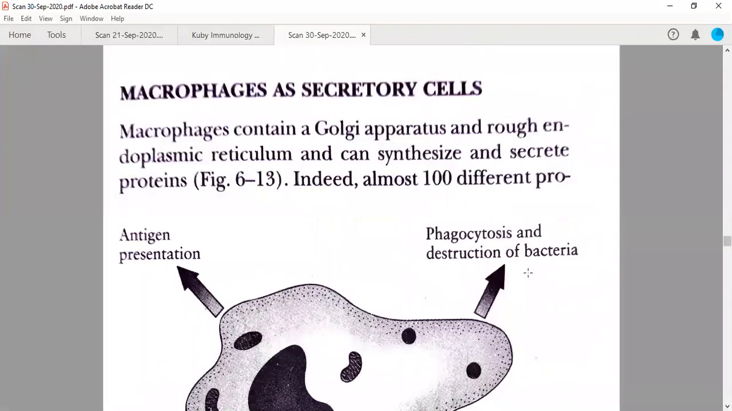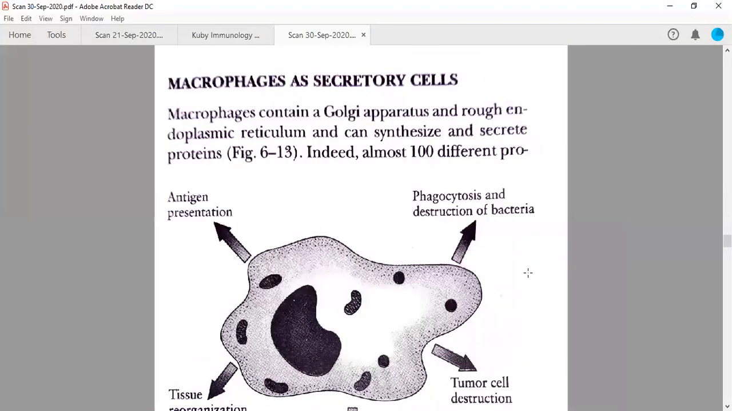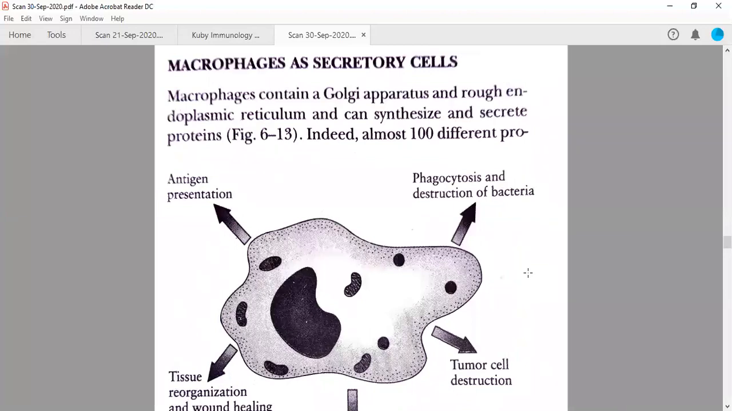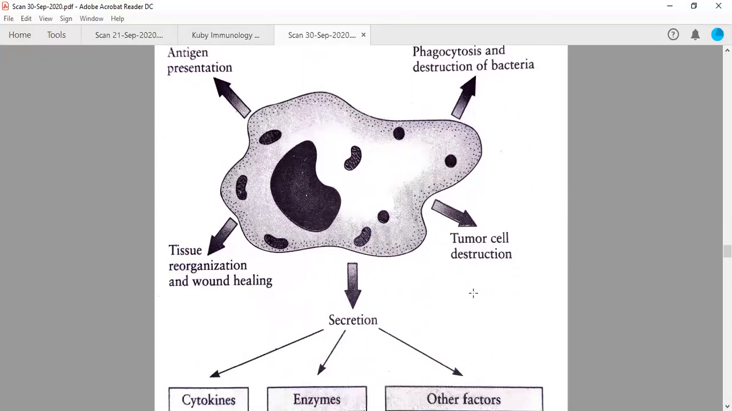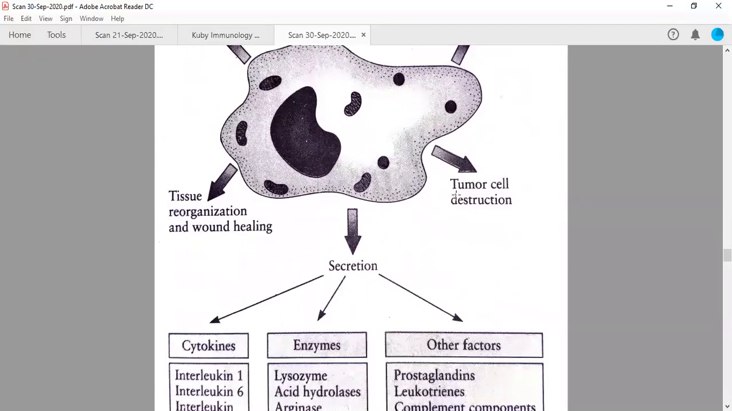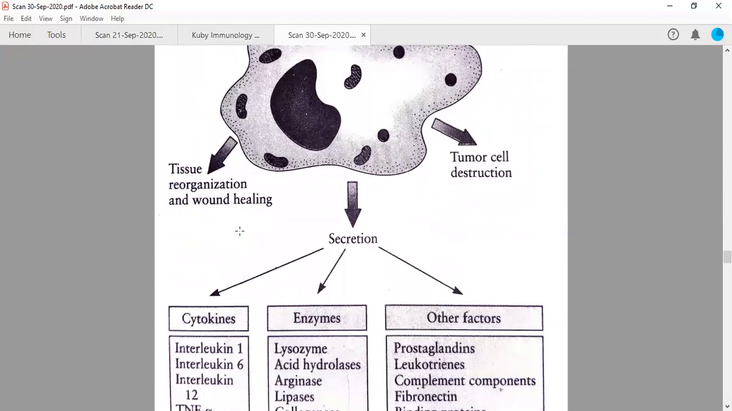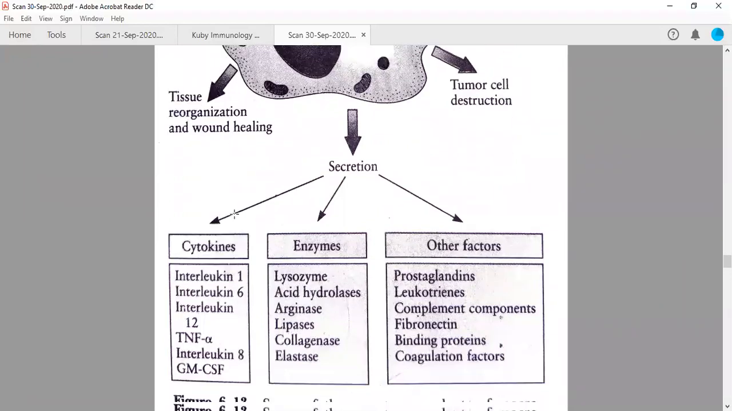The next diagram is showing, oh, this we have already covered actually. So indeed, almost 100 different proteins are secreted from these macrophages, and they are taking part in antigen presentation, phagocytosis, destruction of bacteria or pathogens. They will remove the tumor cells, or the dead cells from the tissues. They're also responsible for tissue remodeling and reorganization, very important in our wound healing. If we have an injury, macrophages are actively taking part in tissue remodeling and healing of our wounds.